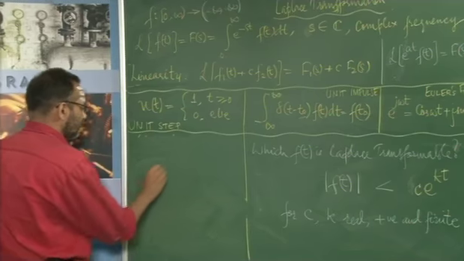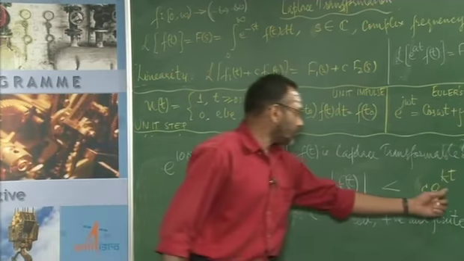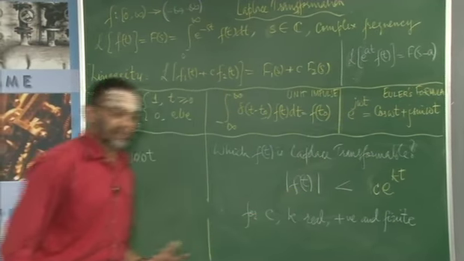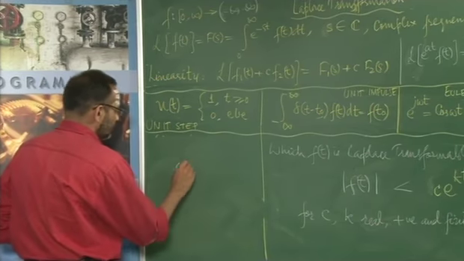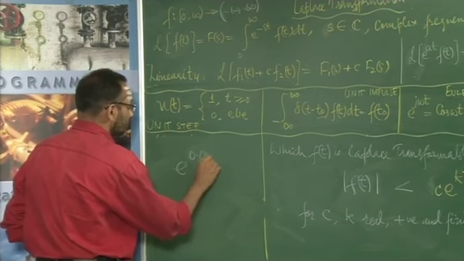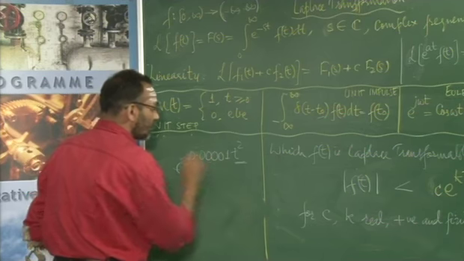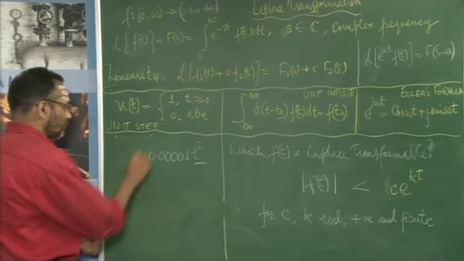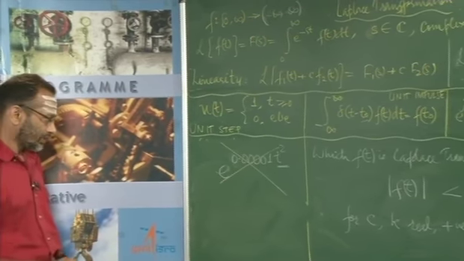If you have a function e to the power of 100t, and I take this k to be 101, then you will definitely get this property satisfied. Whereas, if I take a function like e to the power of t squared, even if it is 0.00001 t squared, because of this t squared here, this function cannot be bounded like this. So, this is not of exponential order. That is what we mean by a function of exponential order.